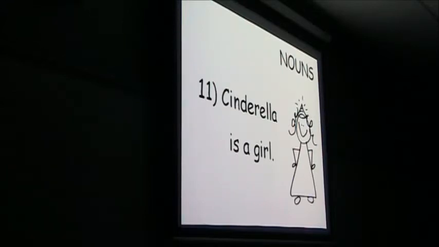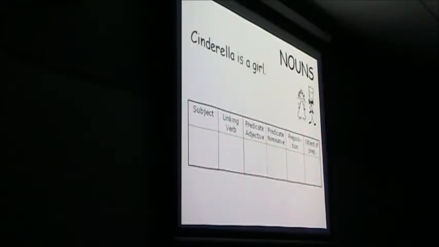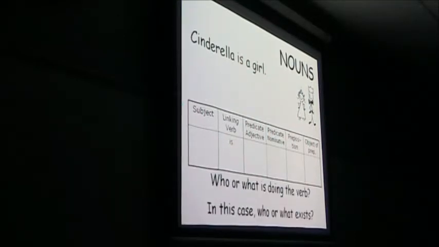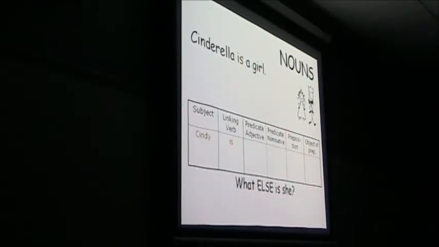Sentence 11, Cinderella is a girl. So first thing I do is I say, what's the verb? The verb is. I put that in my linking verb category. Notice it says linking verb now. I say who or what is doing the verb. In this case, who or what is existing. That's Cinderella, Cindy, she's my subject. And then when I'm dealing with a linking verb, the question I ask next is, what else is Cinderella?